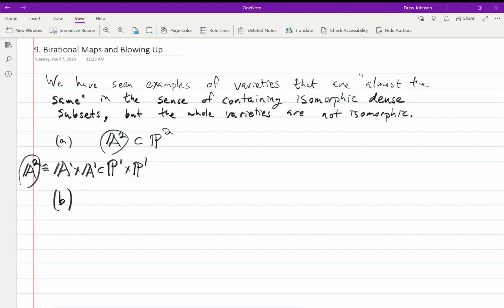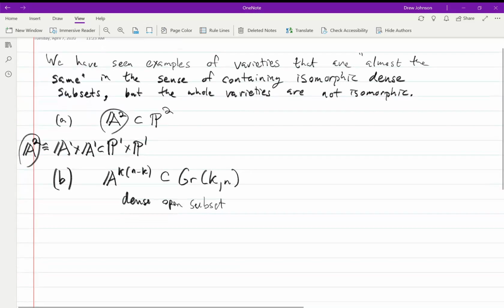In the last chapter, we saw that the Grassmannian had an affine subset like this, and this is dense. Maybe you see that as a generalization of part A. Let's look at one more example that's maybe a slightly different flavor.